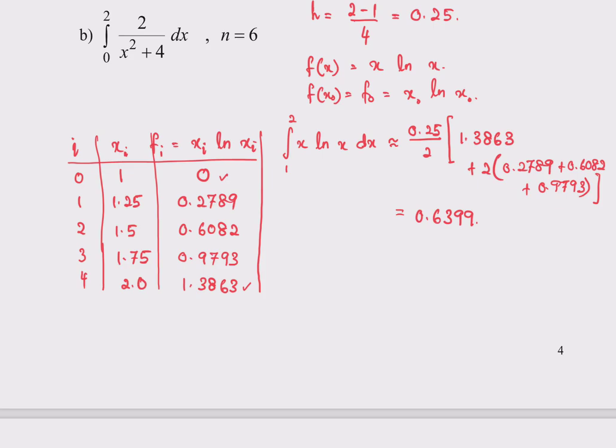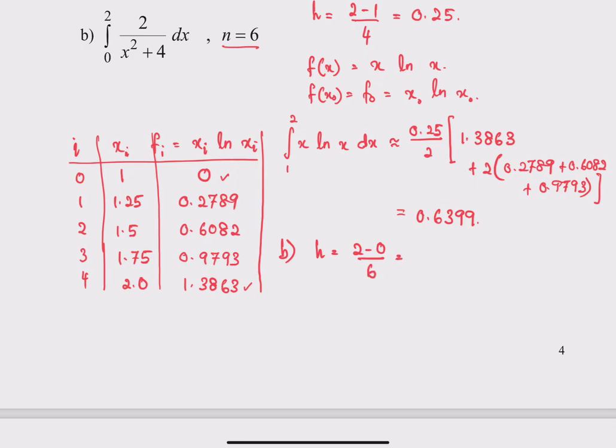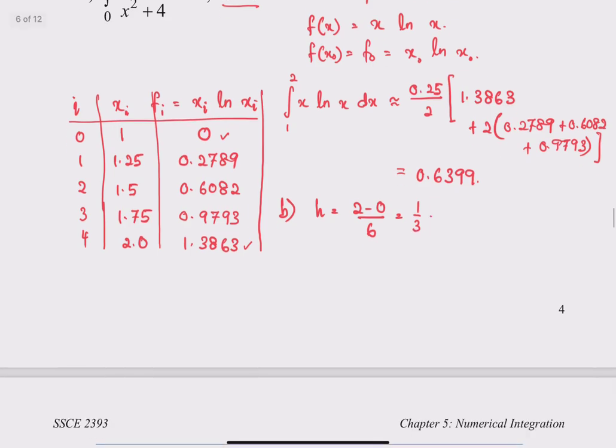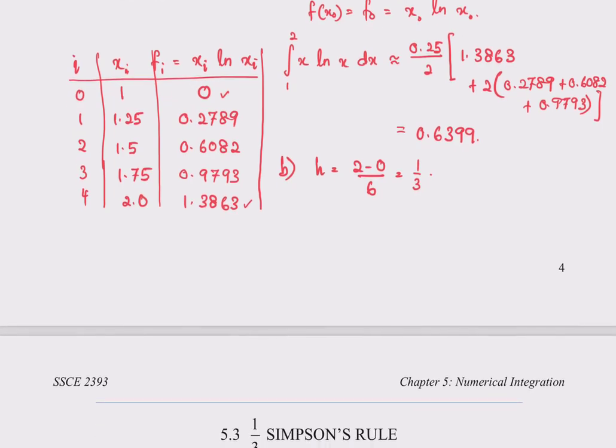And then for the second example, you have f(x) equal to 2 upon x squared plus 4 with subinterval n equal to 6. It is the same steps. If you do that, you will get your h equal to (2 minus 0) divided by 6, which is 1/3. Okay, this is your h. And then after that, you just need to calculate the value of your fi and so on, and then substitute into the formula.